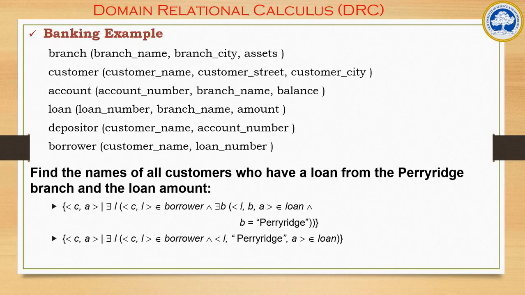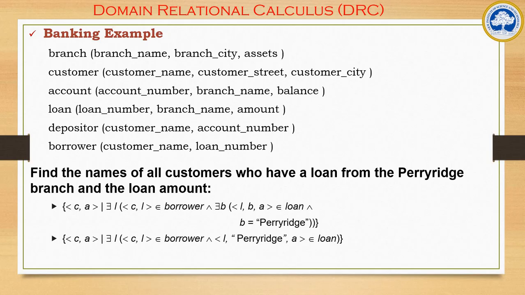The second is the same query: finding all the customers who have the loan from the Perry Ridge branch, and displaying the loan amount. We take the information from loan and borrower, they are having the loan, and the branch name must be Perry Ridge. Then we display the loan amount from that. So like this we have to write the domain relational calculus.